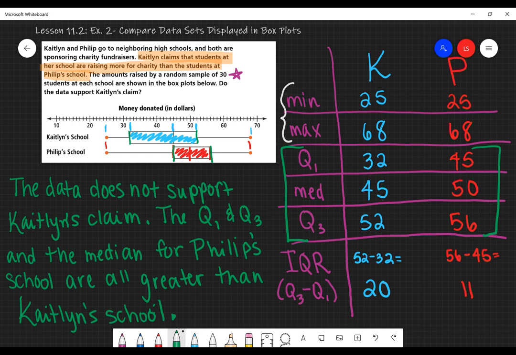And for your try it for this, on your worksheet, I'd like you to look at how the IQR for each school compares to the range for each school. So go ahead, continue to use this 5-number summary and answer the try it question.